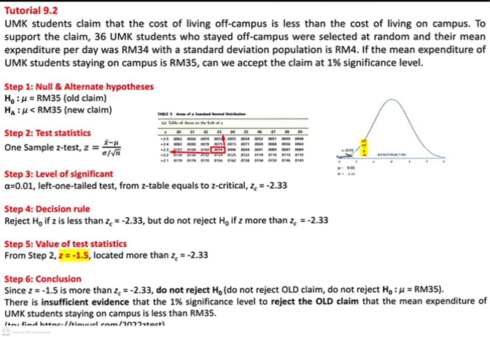At a 1% significance level for a left-tail test, the critical z value is -2.33. We compute the test statistic by taking the difference between the sample mean and the hypothesized mean, which is -1, and dividing by the standard error, 4 divided by the square root of 36, which equals about 0.67. This gives z equals -1.5, because -1.5 is greater than -2.33.